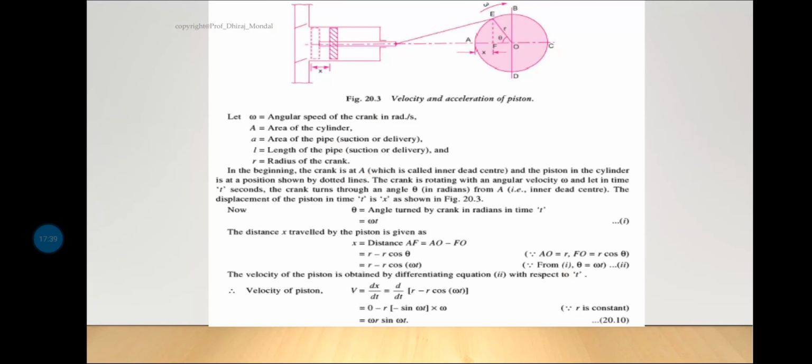Again I am telling you, this is a very important equation from the exam point of view. If you are not getting how it is calculated, then please ask me in the comment section, I will get back to you. As I have told you many times in my theory class also. So I hope it is clear.